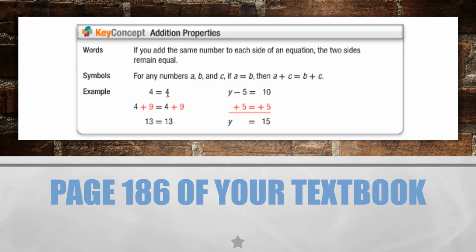If you say 4 is equal to 4, well, if I add 9 to 4, I get 13, but I also have to add 9 to the other side of my equation, or my equal sign, okay? And then they still end up equal to each other. 13 is equal to 13. So we have to keep it balanced. So it just gives you an example of the equation here. We add 5 to both sides, and we end up getting y is equal to 15, okay?